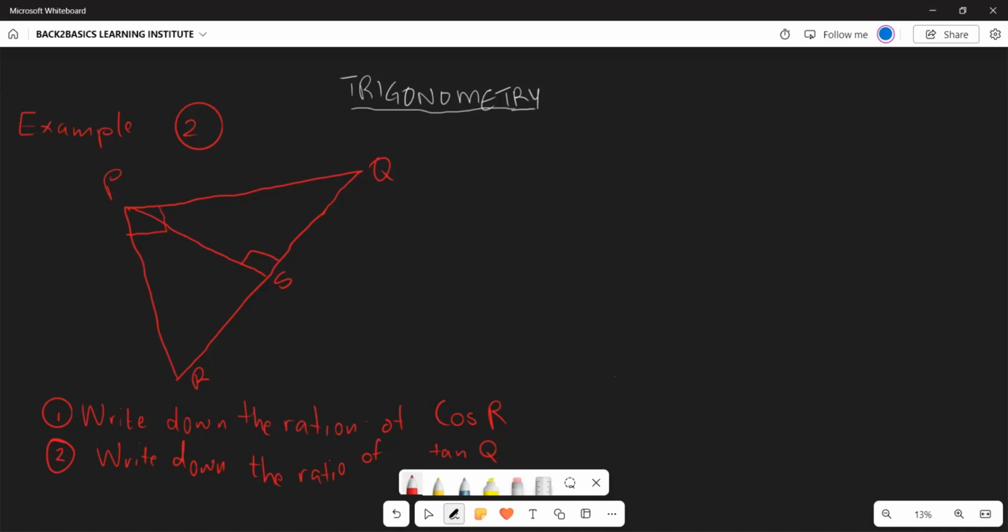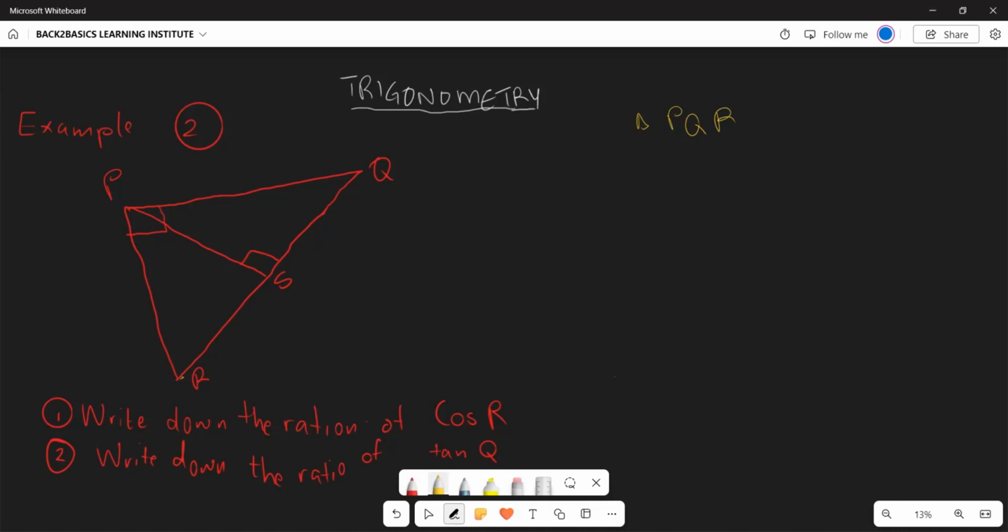Now, if you check this first problem, number one, they say write down the ratio of your cos R. Firstly, for your cos R, can you see that you are in a position to find cos R? If you are looking at triangle PQR, right? And you can also find cos R when you're looking at which triangle?